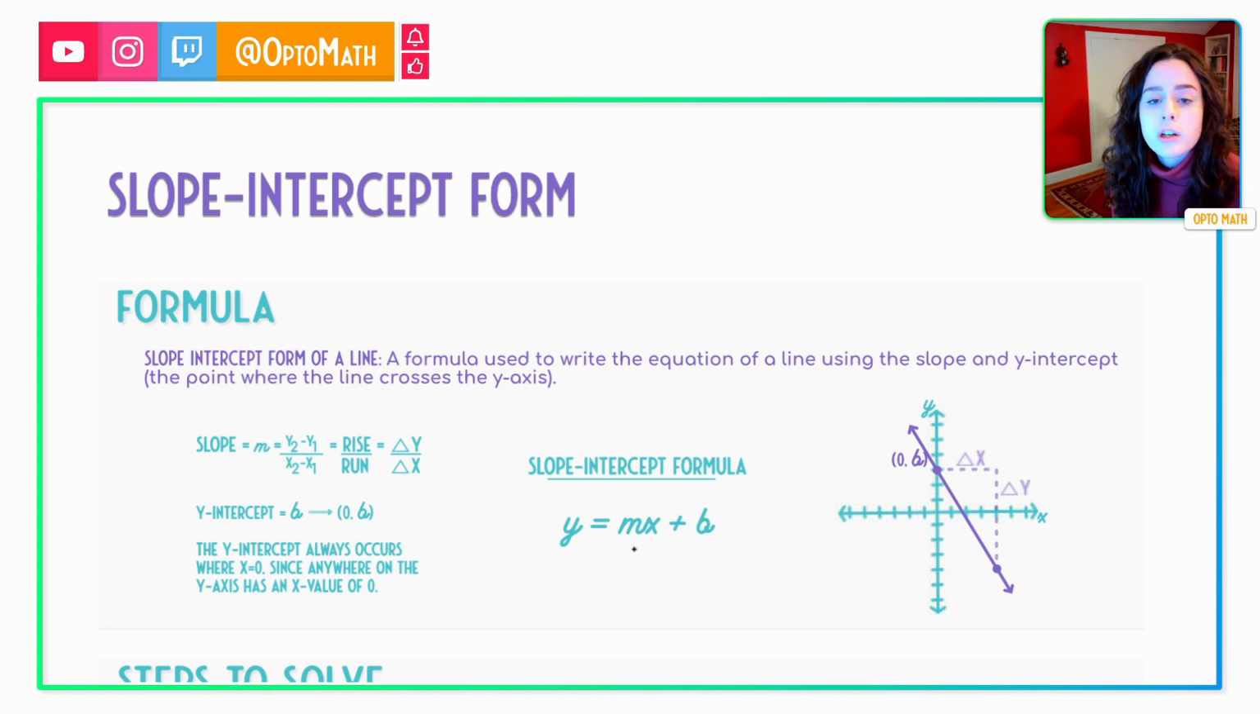So here's our slope-intercept formula. Y equals mx plus b. And here's an image to show us how to find the slope, again, which we know is the change in y divided by the change in x. And it just shows us the point on the graph that shows us our y-intercept, that (0, b).